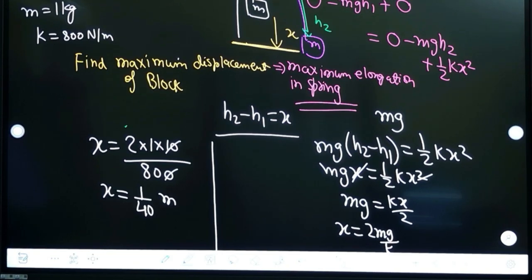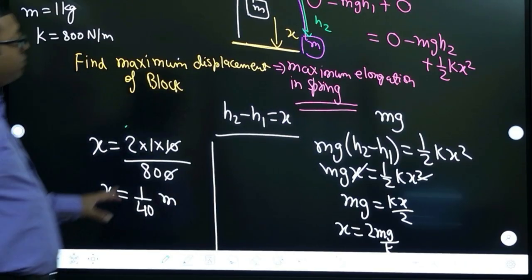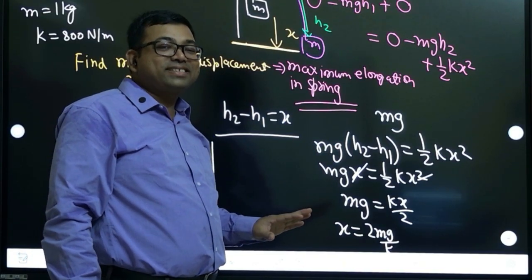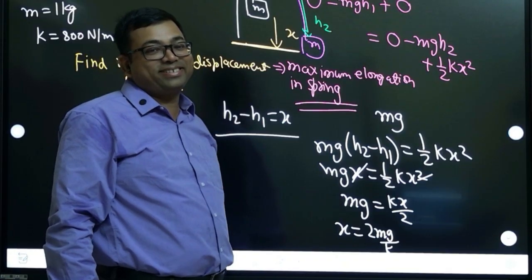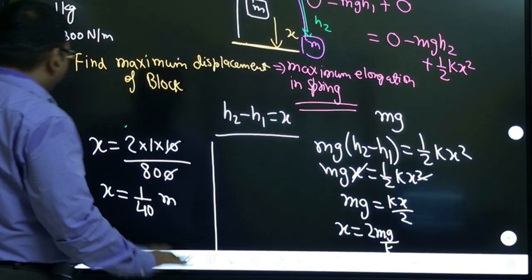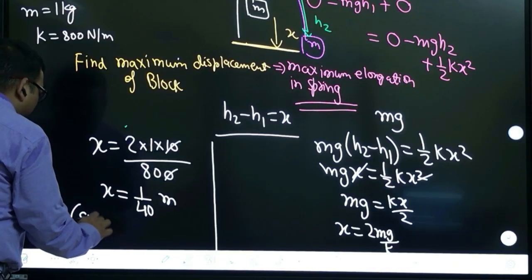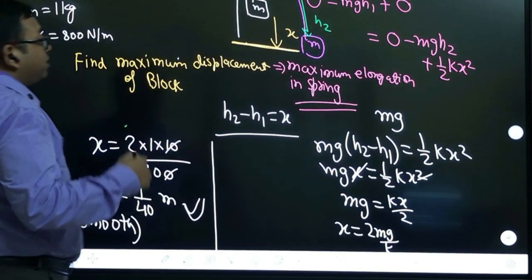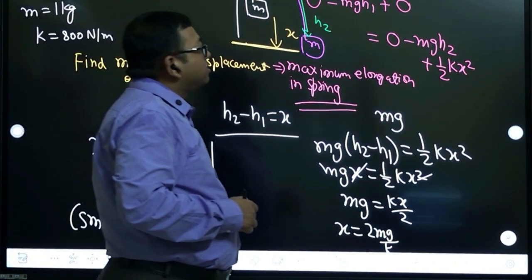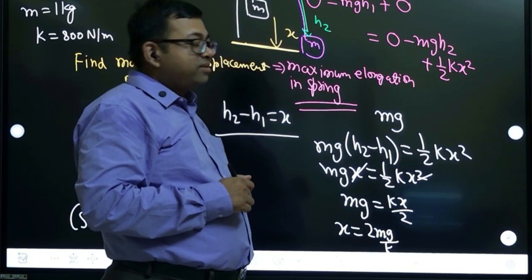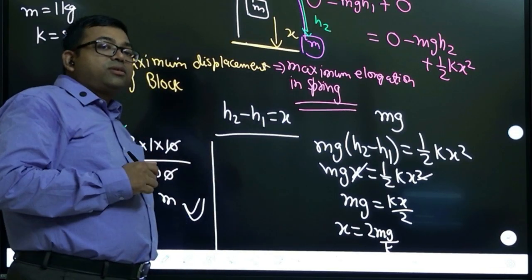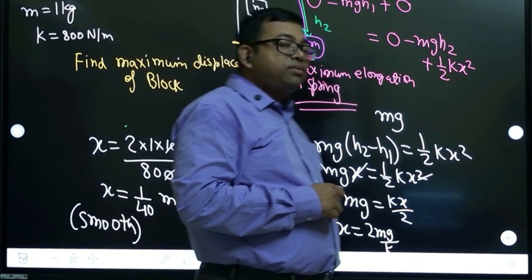Oh, but one thing we forgot. Friction was also there. If the surface was smooth, then this is the correct answer. We did not take friction, right? If the surface is smooth, then this is the answer. But the surface is rough, then what to do? Friction we have to consider.